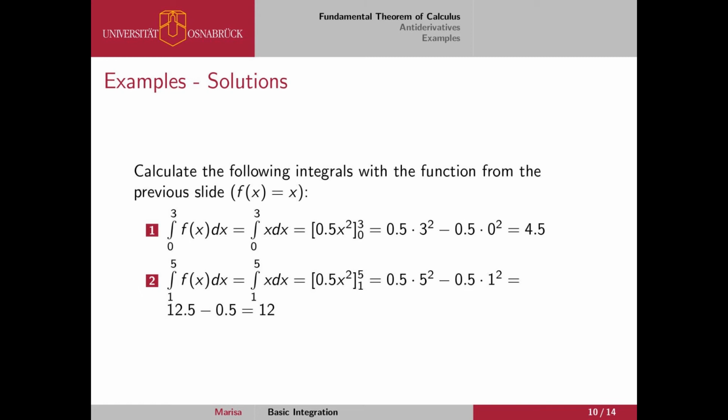In the second example, there's not much different, because we had the same function f of x. Therefore, the antiderivative is also the same. The only difference here is that we have different limits, so instead of 3 and 0, we will use 5 and 1 here. This yields 0.5 times 5 to the power of 2 minus 0.5 times 1 to the power of 2, which is 12 in total.